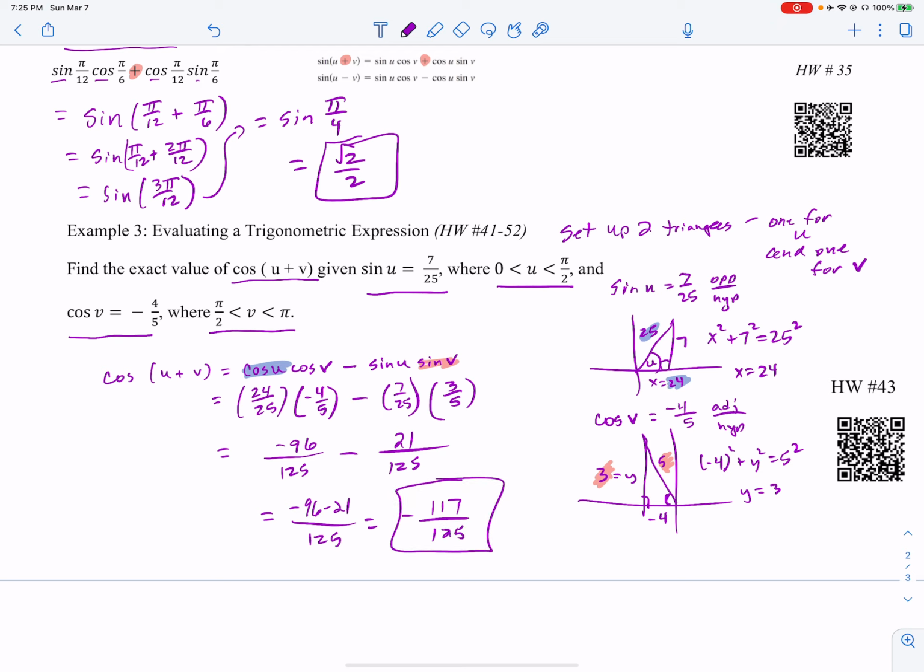And that's the exact value, and that's the work you need to show. I need to see the formula, and I need to see what you wrote. I have to have the formula written down to know that you're substituting each one correctly. There you have it.